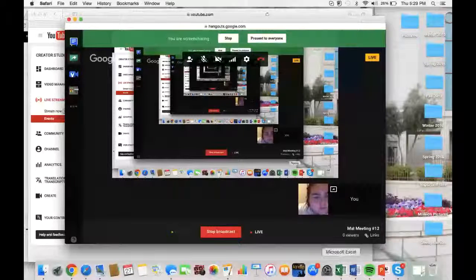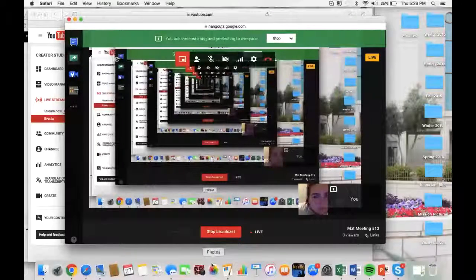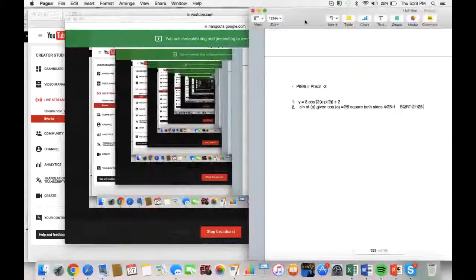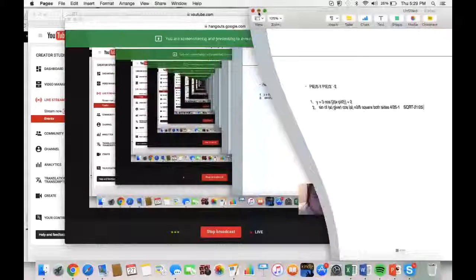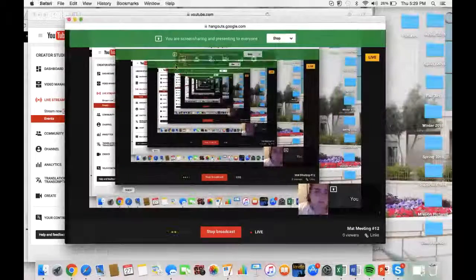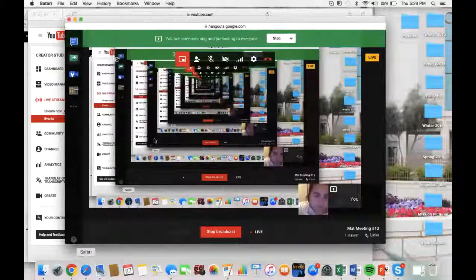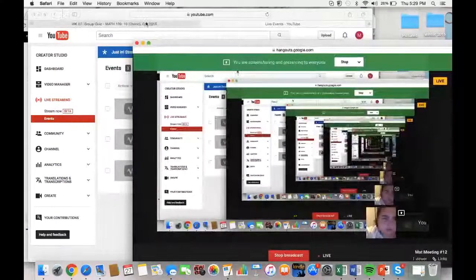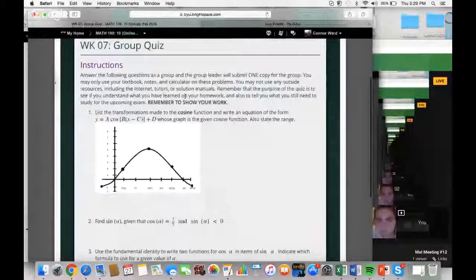So let's see. I can help you with 1. I can do 1. So I'm going to screen share desktop, start screen share, present to everyone. Okay. Let's not do that. Fundamental identity. That makes a difference. Where is it? There we go. Okay.